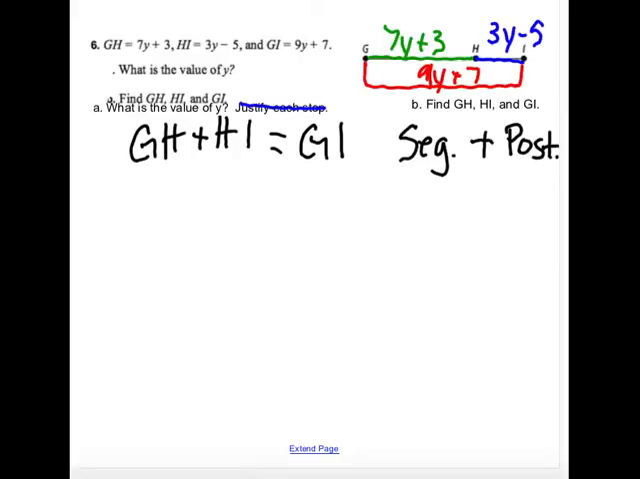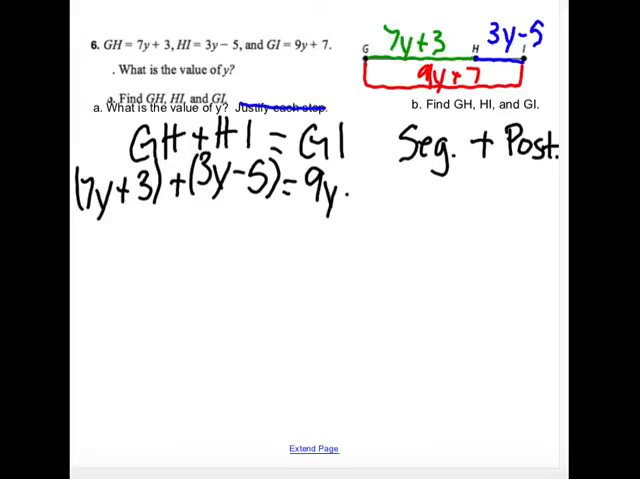I kind of abbreviate segment addition postulate. Well, now I know what GH, HI, and GI are, so I'm going to plug them in. So GH I know is 7Y plus 3. HI, I'm going to put those in parentheses, is 3Y minus 5. And GI, the whole thing, is 9Y plus 7. That step is called substitution. All we did is plug in what we know. Substitution.